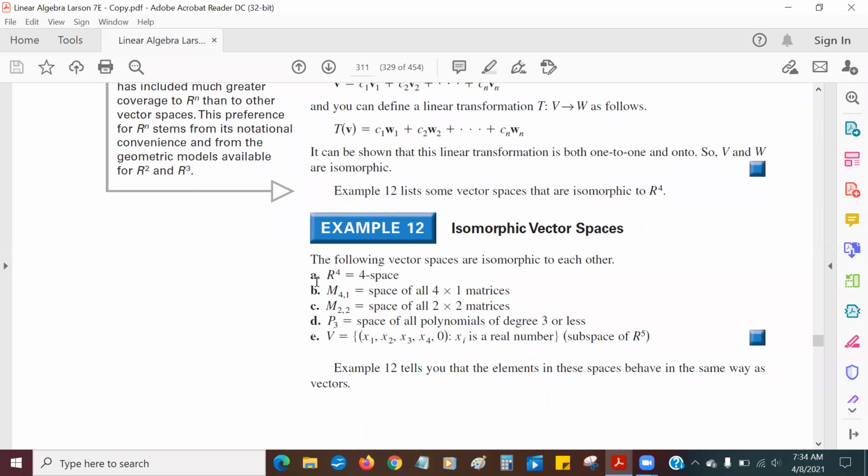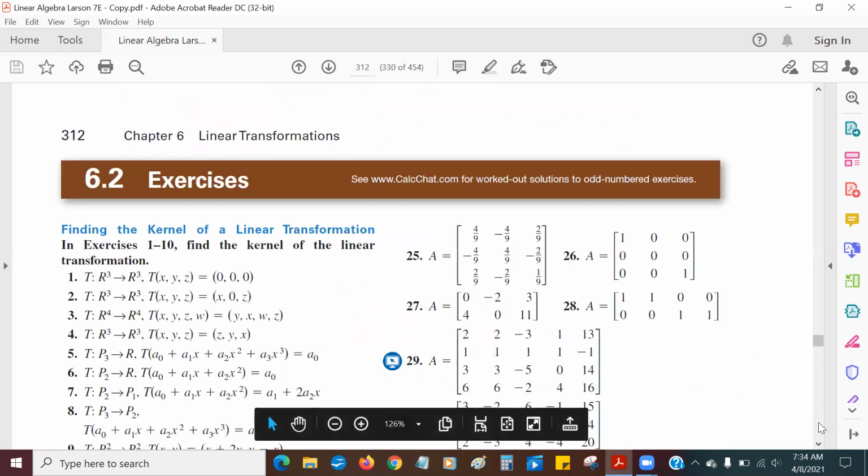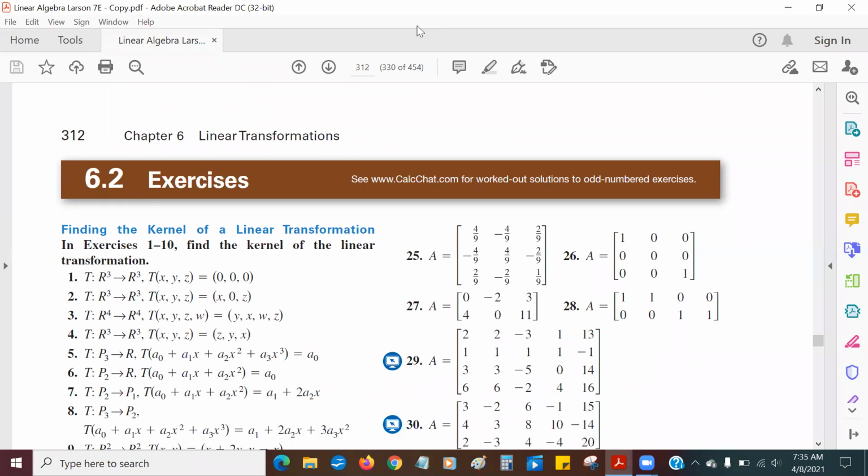All of these behave the same way, and they all have the same structure. And that's what it means to be isomorphic. Isomorphic is when these two vector spaces do the same thing, like 1, 2, 3 and ABC do the same thing. That's really what we're saying here. So that's pretty cool and awesome. And that concludes section 6.2, which we can celebrate. Yay! Okay, now I'm going to stop the recording, and we'll see you guys next time.